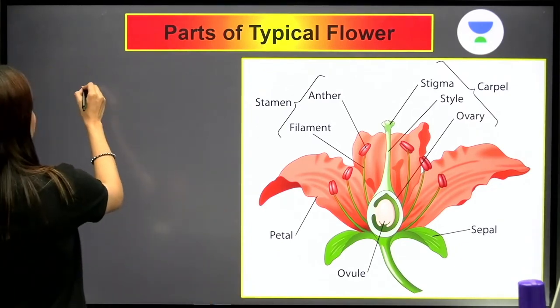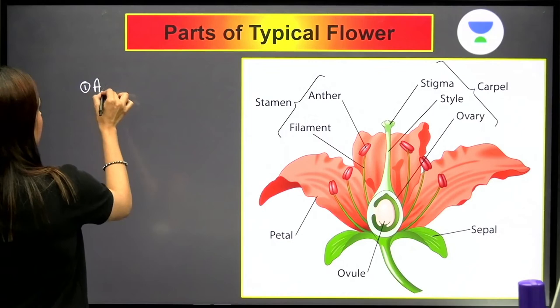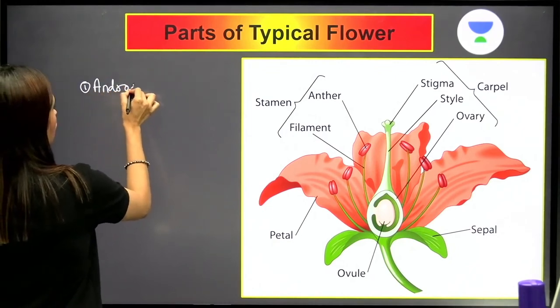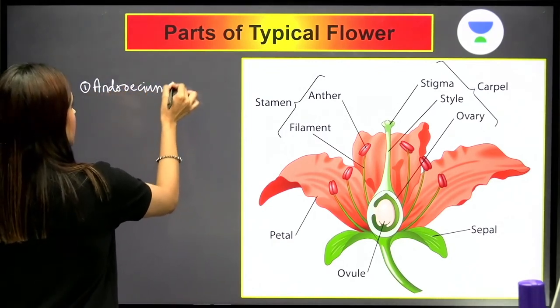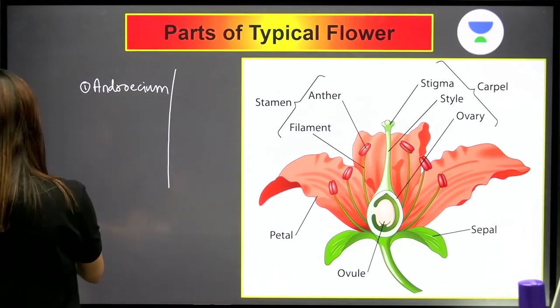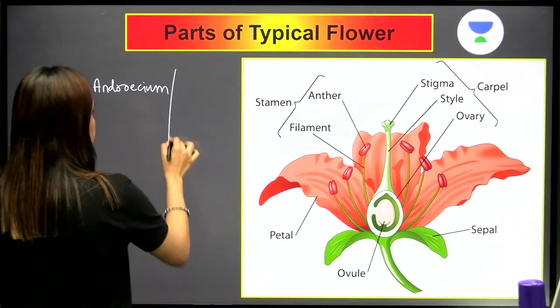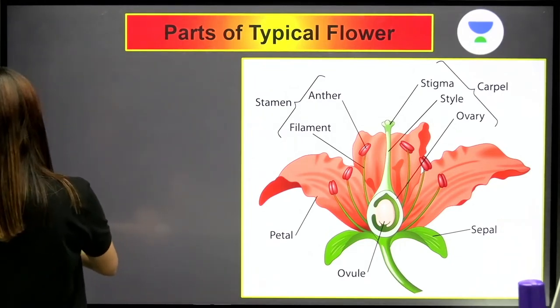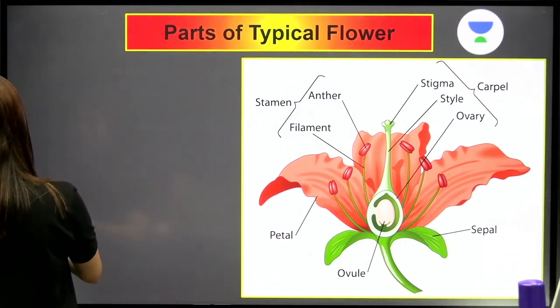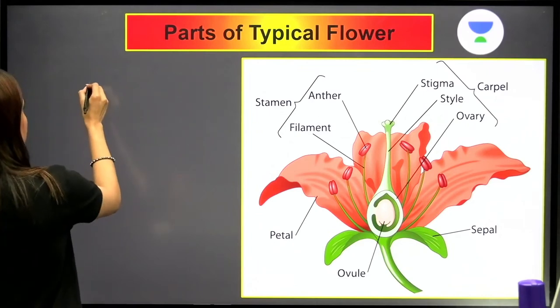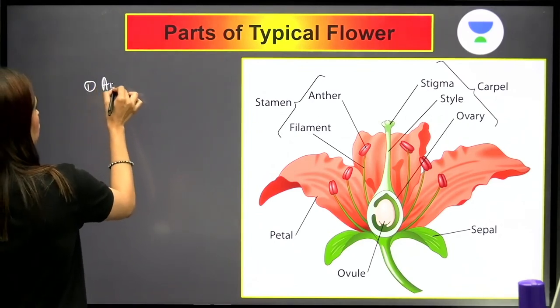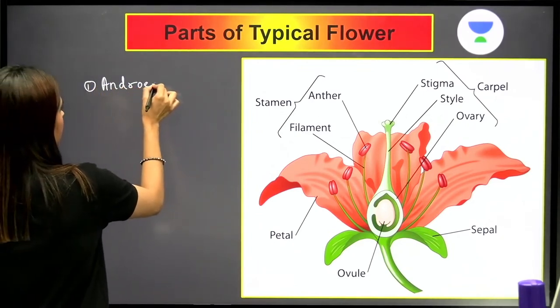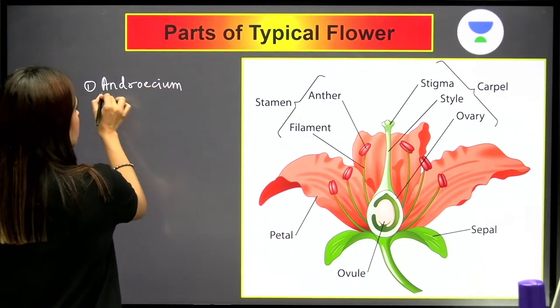Okay. So, androecium consists of stamens, right? So, androecium is a whorl, right? But stamen is not a whorl, right? So, androecium is a whorl. I just erased it by mistake. Okay, I'll write it again. Androecium is a whorl, but stamen is not a whorl.